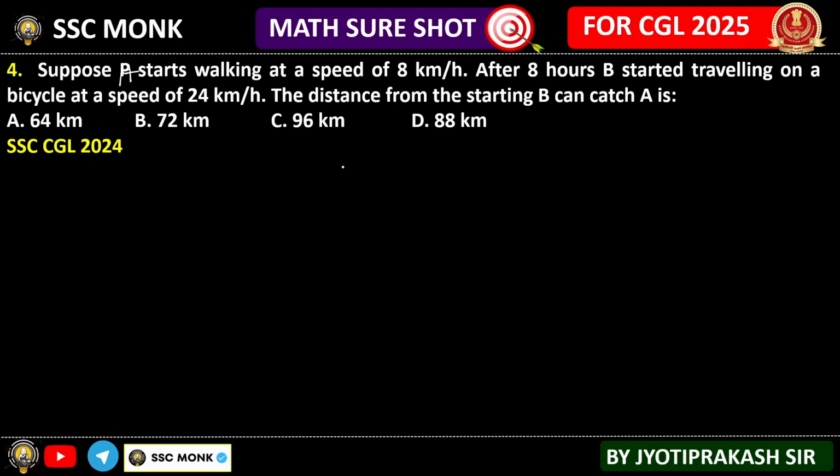Now understand, so let's say A is starting from here for 8 hours, okay? So in 8 hours at the speed of 8 km per hour, it would have crossed how many kilometers? 64 kilometers. Now total distance 64 kilometers divided by, A and B are moving in the same direction, so relative speed will be speed of B minus speed of A, that is equal to 64 divided by 24 minus 8, is equal to 16, that is equal to 4 hour. So for how long will it take B to catch A? 4 hour.